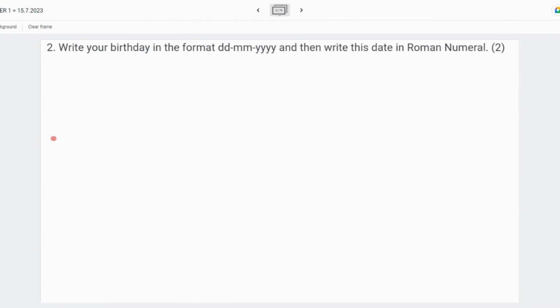Now this is the second sum. Write your birthday in the format like we usually write: 2 digits for date, 2 digits for month, and 4 digits for year. Any random date I'll write, 23/07, that is July, 2004.